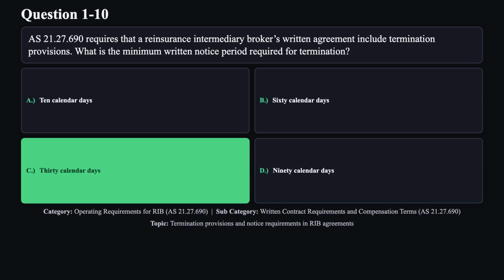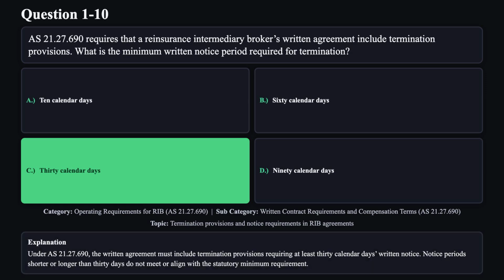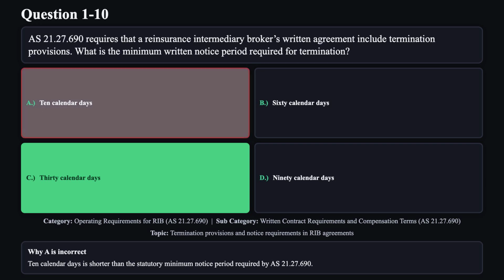The correct answer is C. Under AS 21.27, the written agreement must include termination provisions requiring at least 30 calendar days written notice. Notice periods shorter or longer than 30 days do not meet or align with the statutory minimum requirement. Reason A is not correct. 10 calendar days is shorter than the statutory minimum notice period required by AS 21.27.